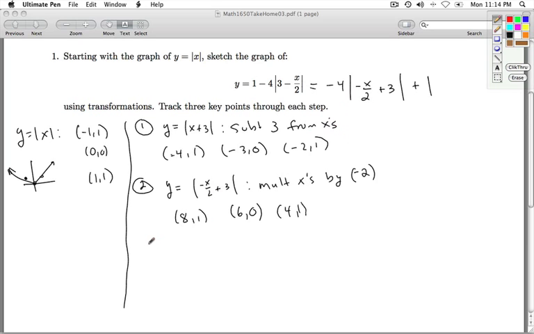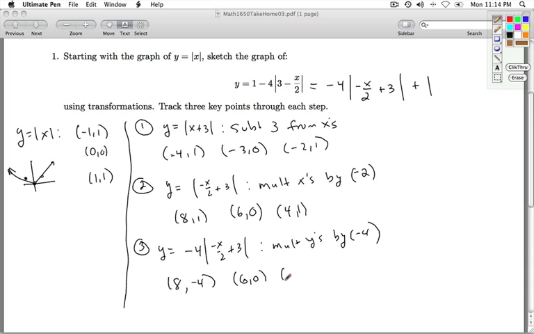Now it's time to move to the outsides. Anything outside the function is going to affect the y values, and everything happens in the order and has the same effect as what we would expect. So the first thing we'll run into is that negative 4 multiple. So we'll take care of him now. We're going to multiply the y's by negative 4. So we're going to get 8, negative 4; 6, 0; and 4, negative 4. So each of these y values we multiply by negative 4.